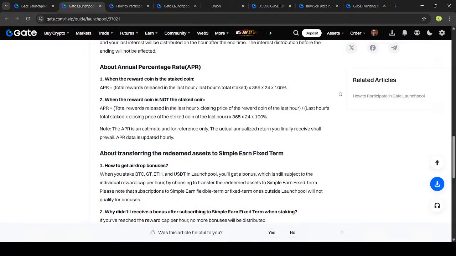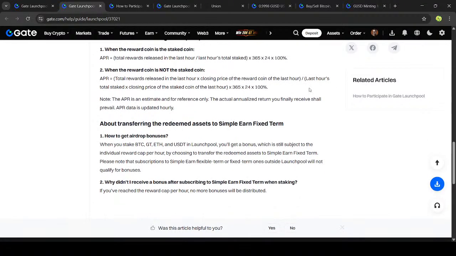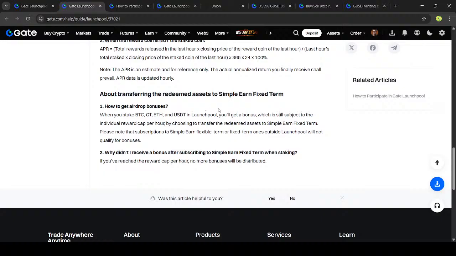So about the annual percentage rate, guys, if the reward coin is not the stake coin, your total reward release amount is multiplied by the closing price of the reward coin of the last hour. So this is the calculated multiple, guys. Note this is an estimate for reference only. The actual return you finally receive shall be based on the API data, which is updated hourly, guys.